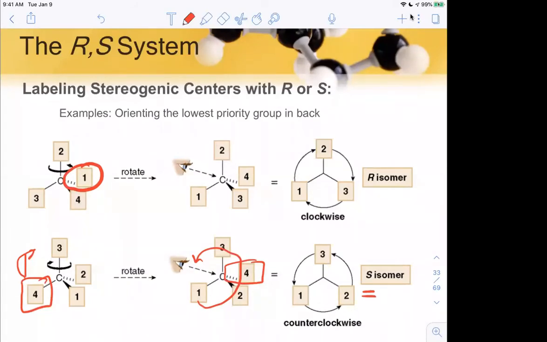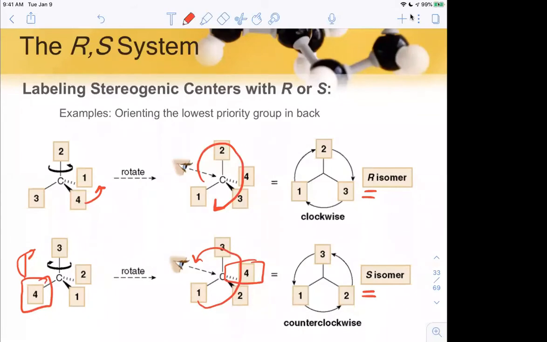Remember, this one is already the way it should be. Actually, this one I have to rotate this way. Sorry about that. I have to rotate this way to get that in the back. And then when I do that, this is going to be clockwise. So that will be R.